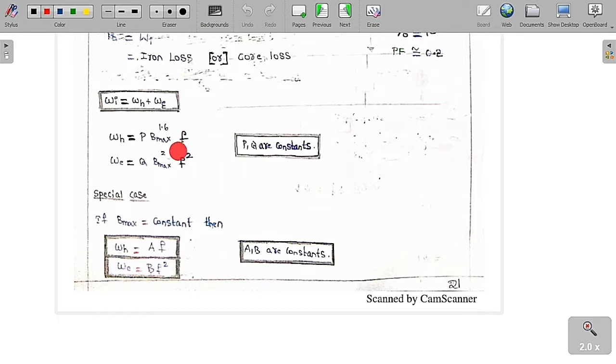So what we have done with the help of this open circuit test, we have figured out the shunt branch values, which are R naught and X naught. We can easily figure out the value of R naught and X naught if we do the OC test. So with the help of the OC test, the shunt branch parameters have been calculated.